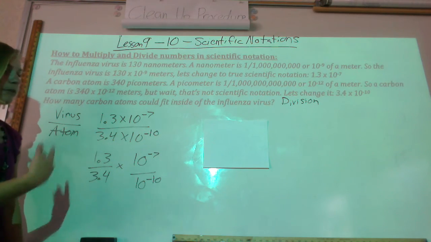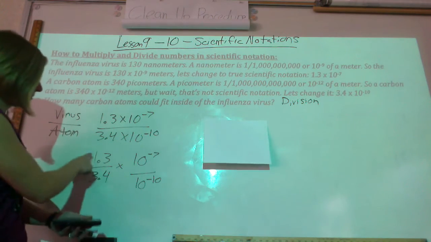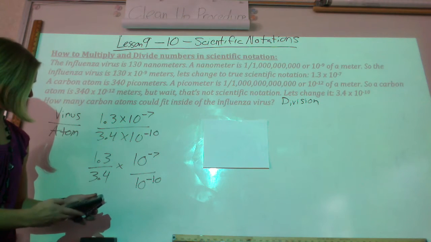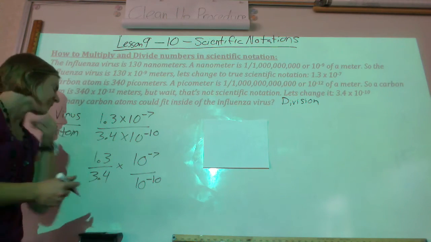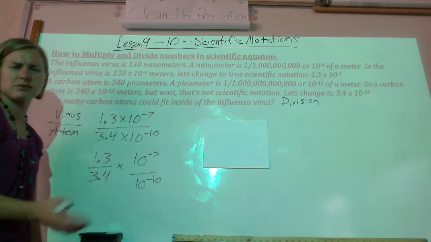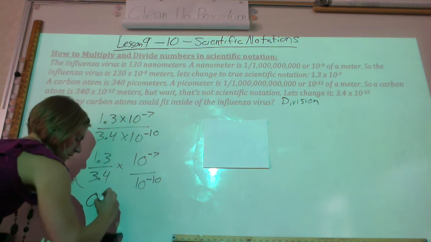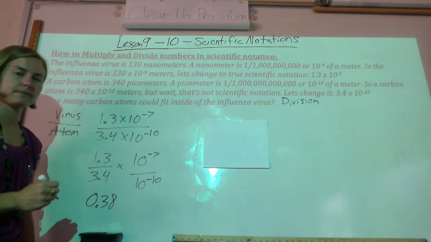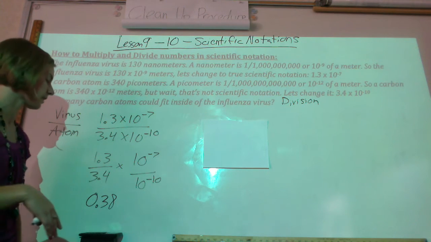So let's grab our trusty calculators and do 1.3 divided by 3.4. Hopefully you got the same thing I did. And let's round to 2 decimal places. Since these have only two numbers, let's round to 2. So I got 0.38. Okay? Hopefully that's what you got. If you didn't, let me know. You can put it in the comments or come yell at me during class.